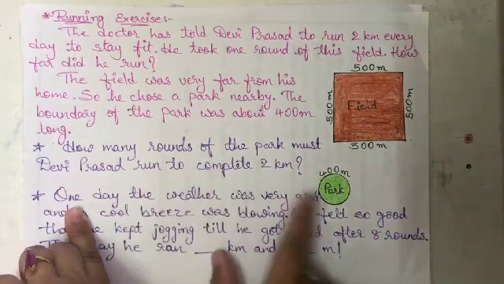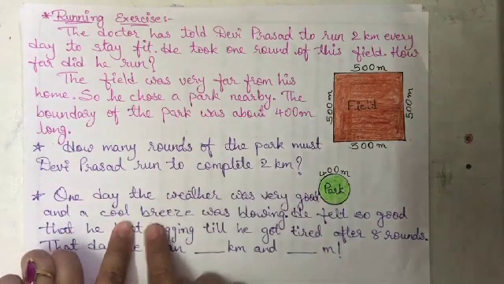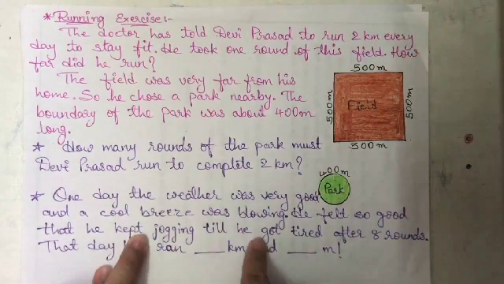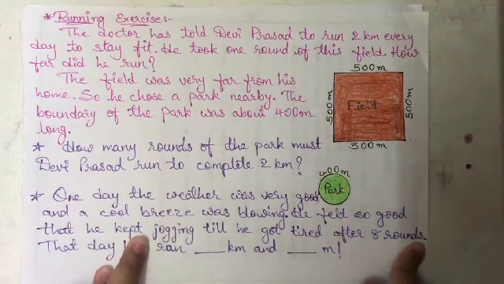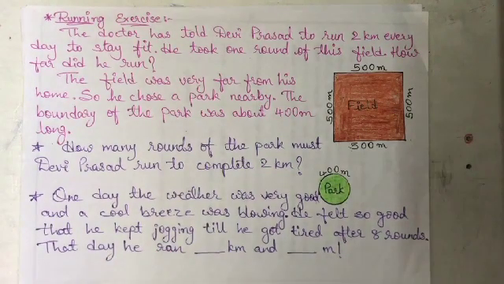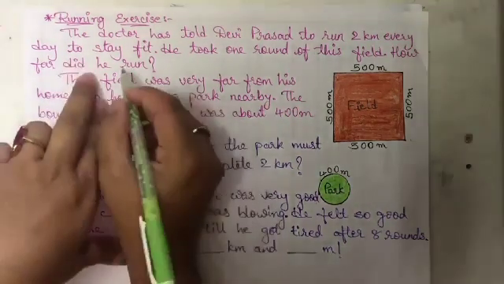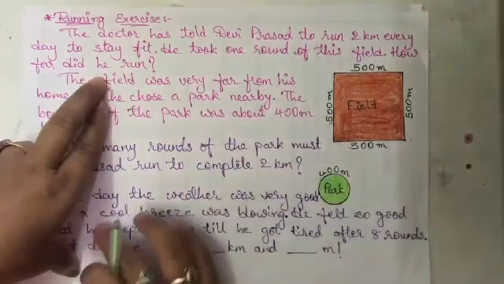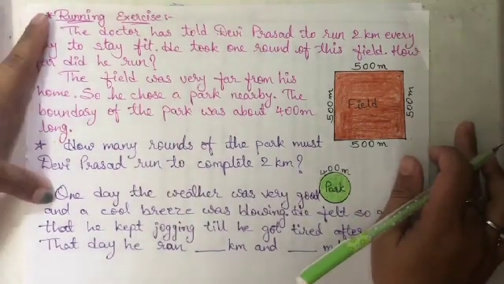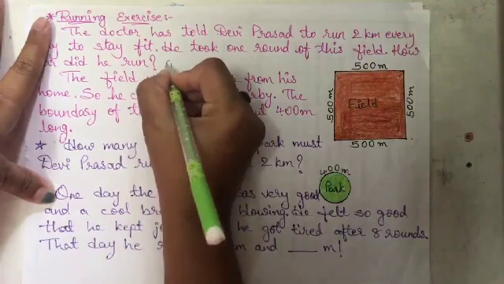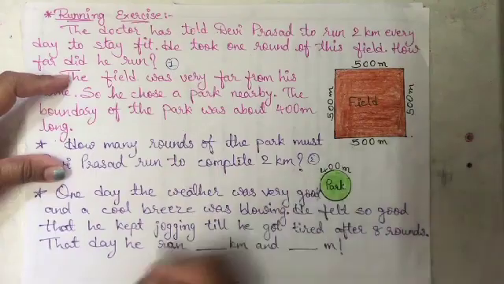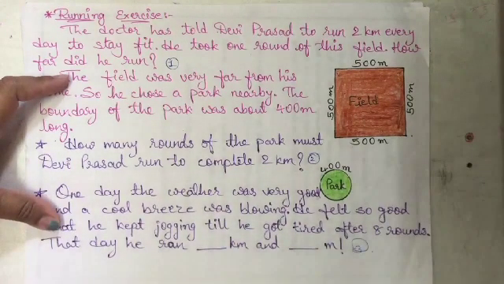One day the weather was very good and a cool breeze was blowing. He felt so good that he kept jogging till he got tired. After 8 rounds, that day he ran blank kilometer and blank meter. So what we have to find here is how far he ran. Okay, simple. Fine, so this is our first question, then this is our second one here, and this one will be our third question.